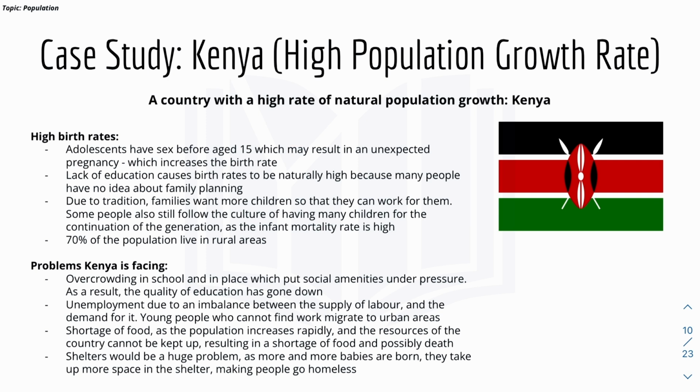And because of a high rate of natural population growth, Kenya faces some problems, which are described here. For example, there's overcrowding in schools, there's unemployment, there's a shortage of food, and shelter would be a huge problem because as more and more babies are born, they take up more space in the shelter, making people go homeless. And you can have a read at the reasons.